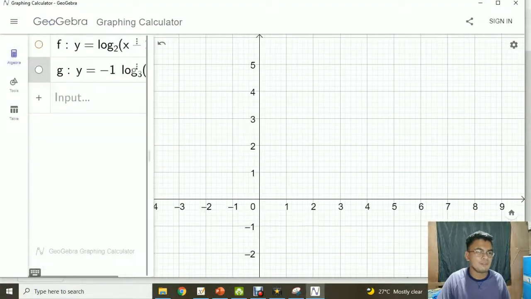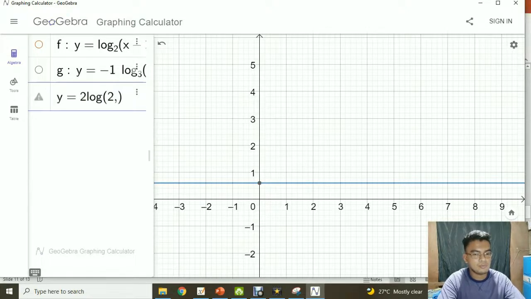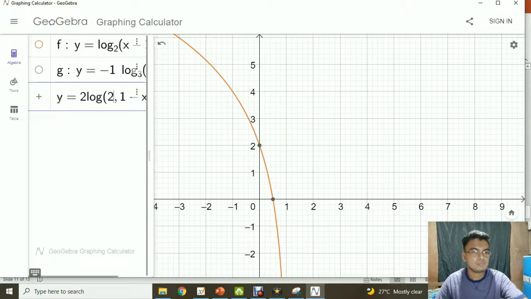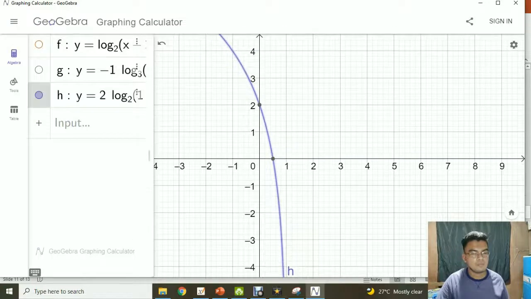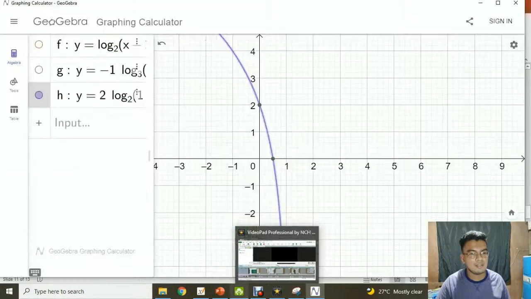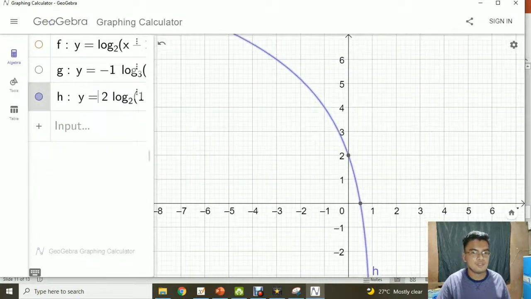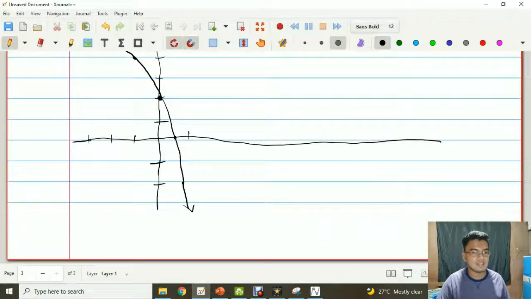So, this will be y is equal to 2 times log base 2 of 1 minus x plus 2. So, ito ho ang kinalabasan ng ating function. So, ito ho yung appearance ng kanyang graph. Kung titignan natin yung ating ni-sketch kanina, yan. So, may similarity sila. Okay?